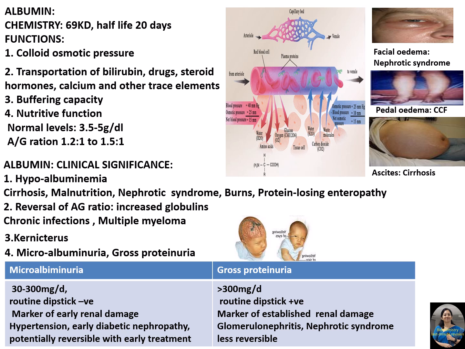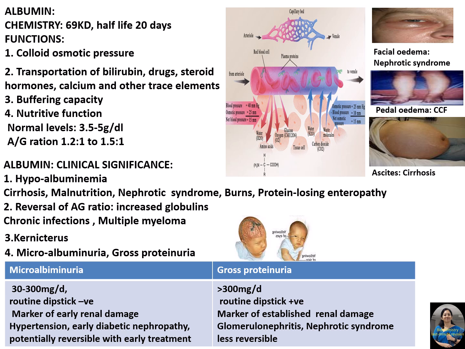Next, you need to know the difference between microalbuminuria and gross proteinuria. Microalbuminuria is the condition where albumin is excreted in the urine in the range of 30 to 300 milligrams per day. And what is gross proteinuria? When the excretion exceeds 300 milligrams per day, the condition is known as gross proteinuria. Now microalbuminuria cannot be identified by routine dipstick test or by sulfosalicylic or heat and acetic acid test, whereas gross proteinuria we can identify by routine dipstick test and also by sulfosalicylic and heat and acetic acid test.